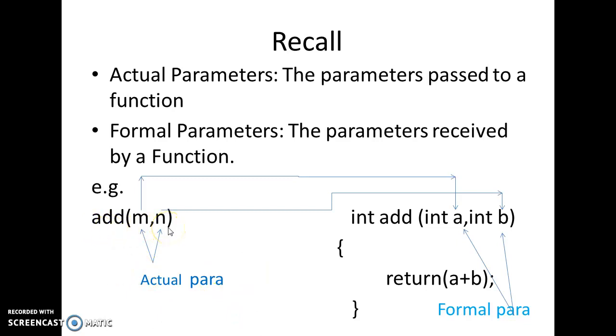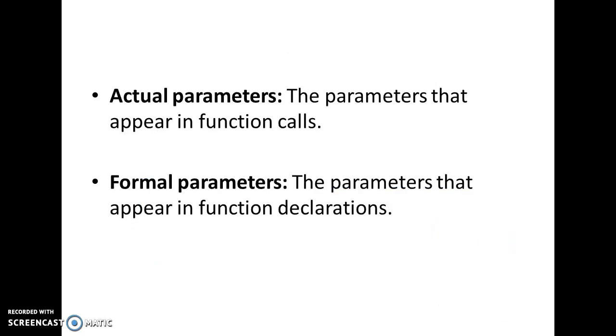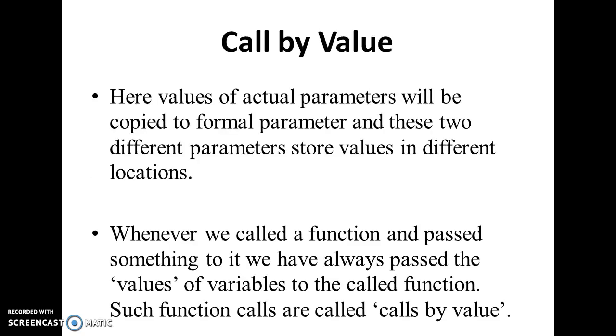Add(m, n). So this function is called. In the function definition, we are going to write int add(int a, int b). We can see that m and n are the actual parameters, as these parameters are passed to the function, whereas a and b are called formal parameters, as these parameters are received by the function. Hence, actual parameters are the parameters that appear in function calls, and formal parameters are the parameters that appear in the function declaration. Let's start with call by value.